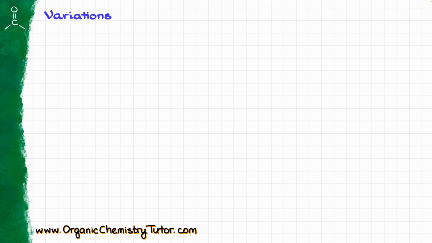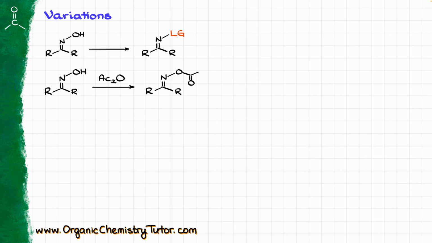So over the years, a few useful variations of the Beckmann rearrangement have been developed. Since the key here is to convert our OH into a good leaving group, it turns out that if we use other techniques that convert that OH into a good leaving group, we can quite easily proceed with the Beckmann rearrangement without the use of the concentrated sulfuric acid. Probably the most common classic variation is the use of acetic anhydride, which converts our OH into the corresponding acetate, which is a much better leaving group than the OH by itself.